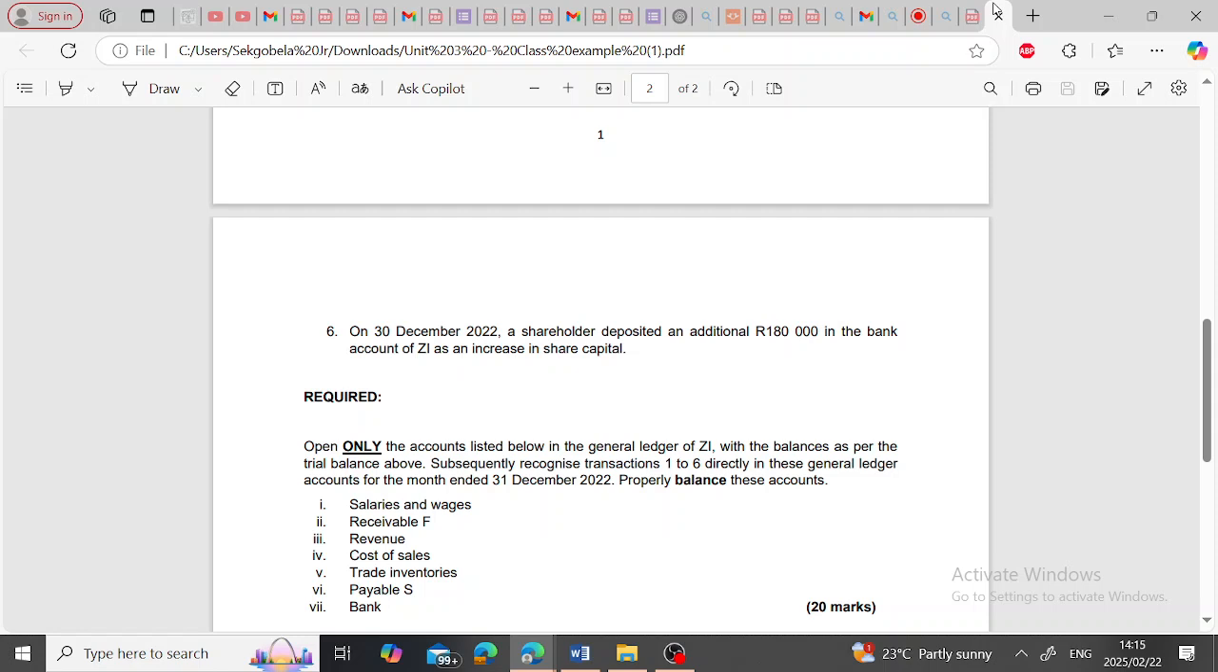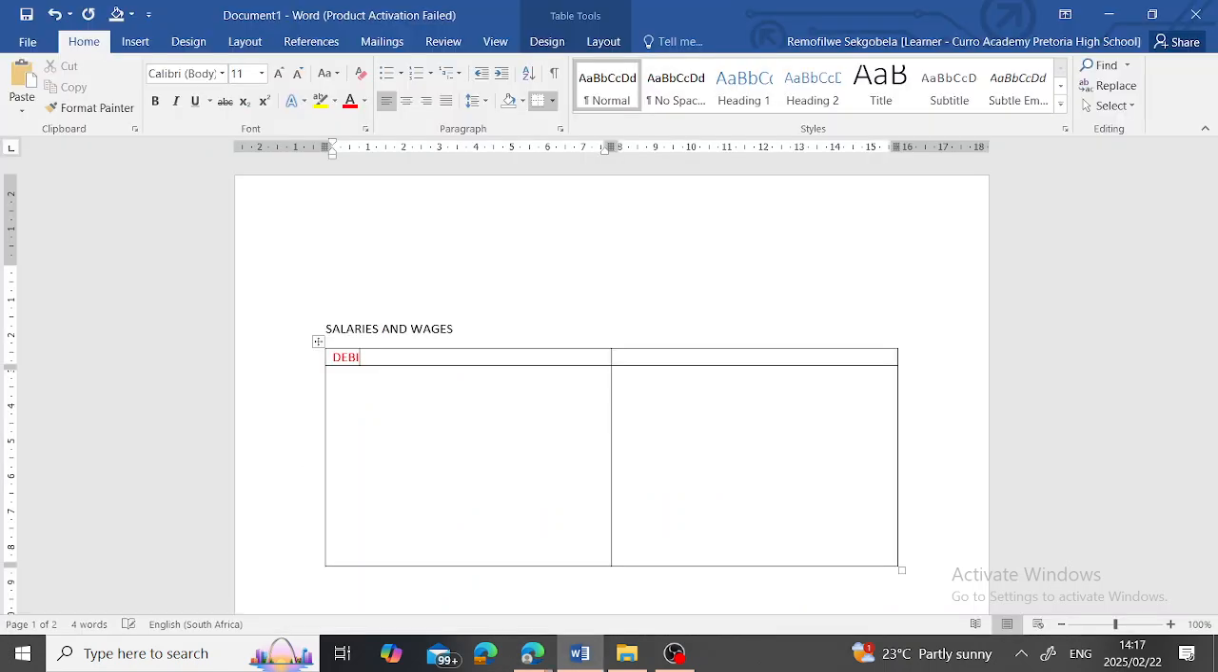So let's do an example. What accounts are affected here, for this example of ours? What's the first thing that's affected here? Let's see. I'll come to you, Mr. David. Salaries and wages. So we're going to say salaries and wages. This is the debit and this is the credit. Do you want me to write debit and credit, or you guys know? Must I write? Like this.